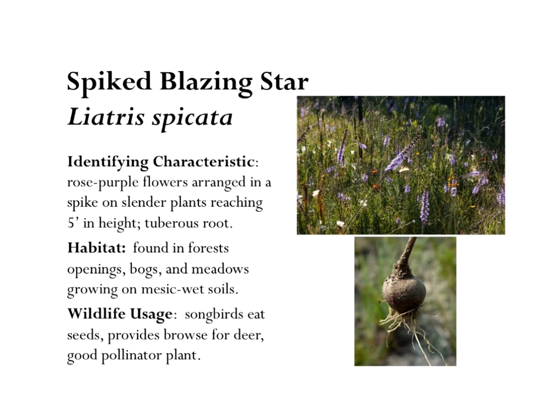Spiked blazing star, this is Liatris spicata. It's another one that occurs and does really well in wetter sites, although there are a multitude of species of Liatris that occur from the very dry xeric sites all the way to the wet. So, and many of them are becoming more and more available on the market for seed mixes. It has a really bright purple flower on a slender stem that can reach up to 5 feet in height. And when you have a field of it, it's really quite spectacular. But it's found in forest openings, bogs, and meadows growing on those mesic to wet soils.